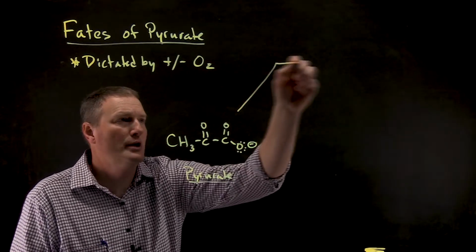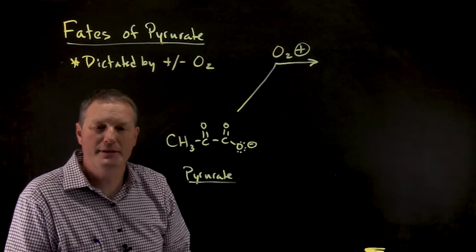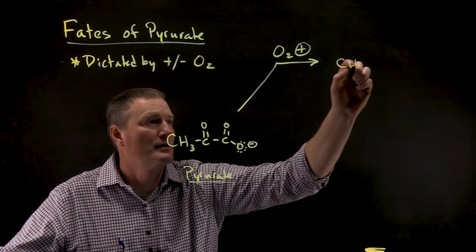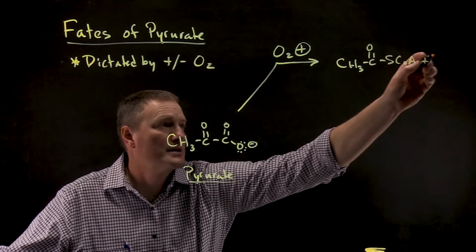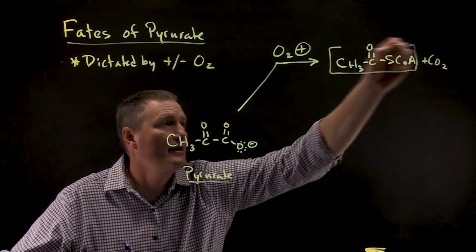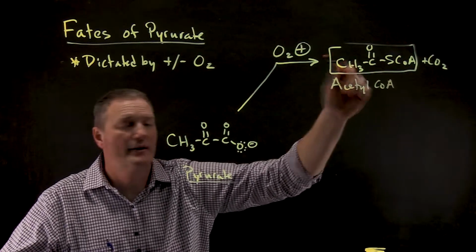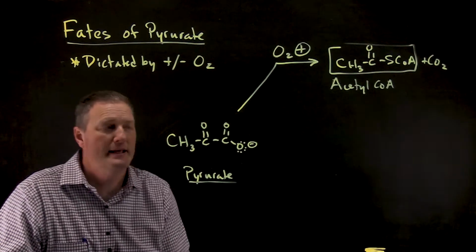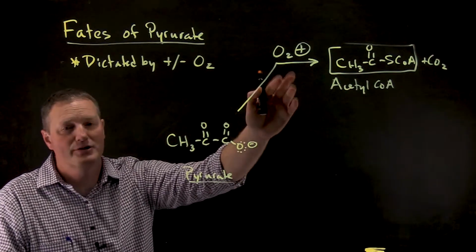So when O2 is present, so we'll call that O2 plus, what happens to pyruvate is that it will be converted to acetyl-CoA plus CO2. And this molecule, acetyl-CoA, let me just write the name here. That molecule ultimately is going to then enter into the Krebs cycle or citric acid cycle in the mitochondria, and ultimately can go on to make lots and lots of ATP. But that only happens when oxygen is present.